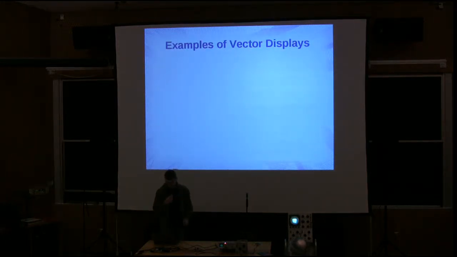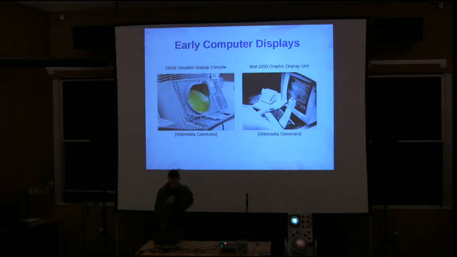Well, now I'm actually going to go over some examples of some vector displays. They were actually pretty common for early computers because I think maybe to some extent it was easier to sweep the beam around and make lines and shapes than to continuously supply the data that was required to draw each pixel in a raster display.